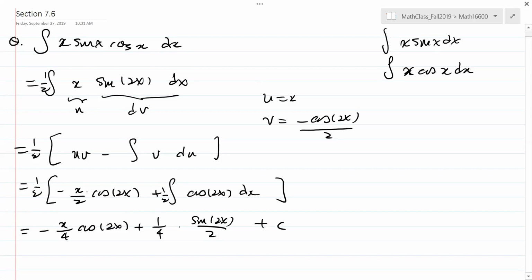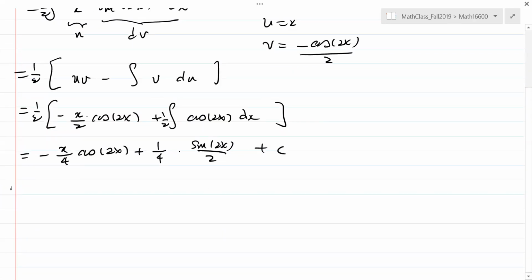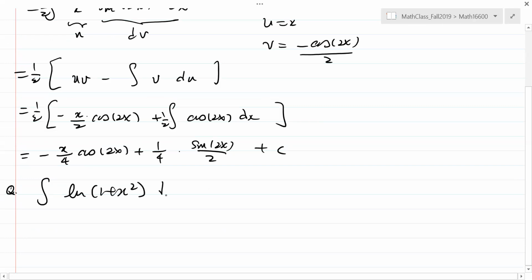So our next problem, integrate. Let's continue using integration by parts. There are many problems where you can use integration by parts, but not always. Like this problem, natural log of 1 plus x squared dx. 1 plus x squared is inside the natural log.